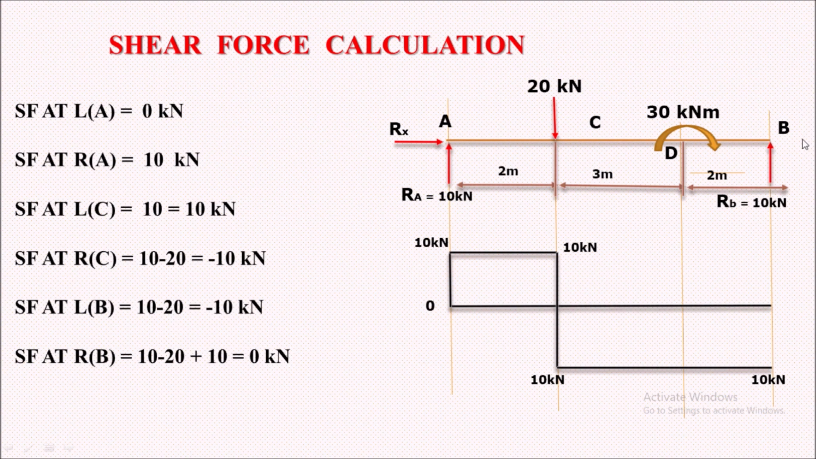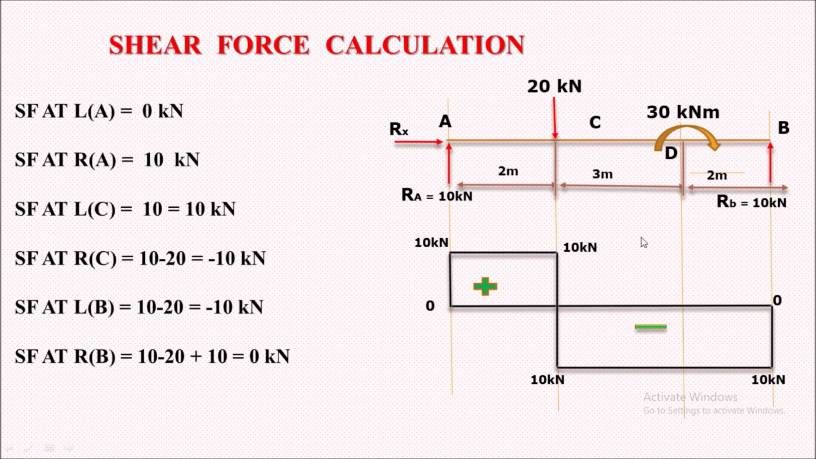Now considering the right of point B, we have these two vertical forces, 10 and 10, and a 20 kilonewton downward force. So 10 plus 10, 20, and this 20 downward will become minus 20. So 20 minus 20 will become 0 kilonewton. So here you can see at point B we have 0 kilonewton shear force to the right. In this way we have drawn the shear force diagram. Here you can see above the 0 line we have positive magnitude and below the 0 line we have negative magnitude.